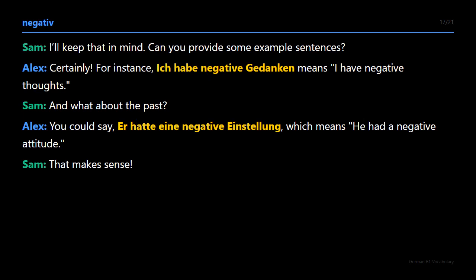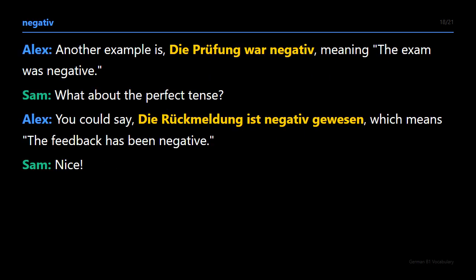And what about the past? You could say, Hatte eine negative Einstellung, which means he had a negative attitude. That makes sense. Another example is, Die Prüfung war negativ, meaning the exam was negative. What about the perfect tense? You could say, Die Rückmeldung ist negativ gewesen, which means the feedback has been negative.